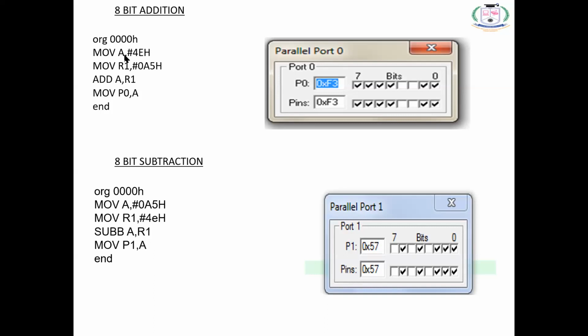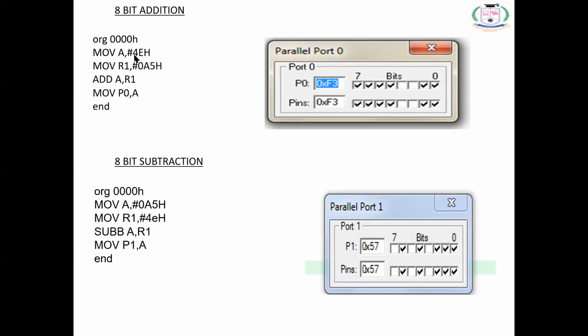Yesterday the same question I asked you. What does hash represent? To store the registers, ma'am. Immediate data. Hash always represents data. If I am moving to an 8-bit register, this will be 8-bit data. If I am moving to a 16-bit register, that will be 16-bit data.